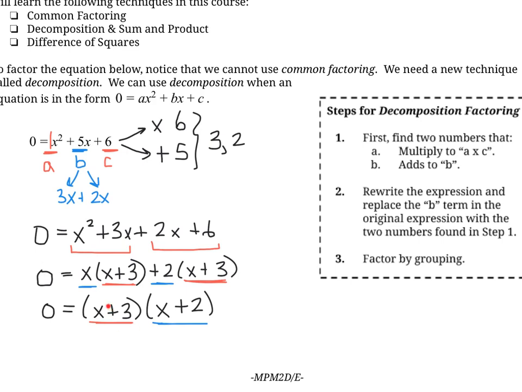So we're going to look for a solution that I can put in here so that the entire equation is equal to 0. Hopefully this should be more obvious to you now. The first solution is going to be that x is equal to negative 3. And then we have a second solution that x is equal to negative 2, since negative 2 plus 2 will make 0. And we have solved this quadratic equation.